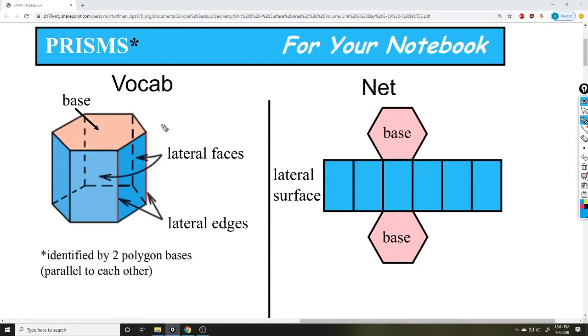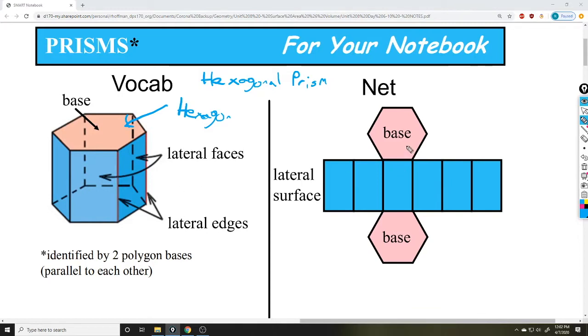And we name prisms by what their base is. And so here's our base here. It's got a base on the top, base on the bottom. And because this base is a hexagon, it's got 6 sides, we would call it a hexagonal prism. And this is what's called a net. A net is just showing how the two-dimensional shape would have to fold to become the three-dimensional shape. Hopefully you've seen these before.